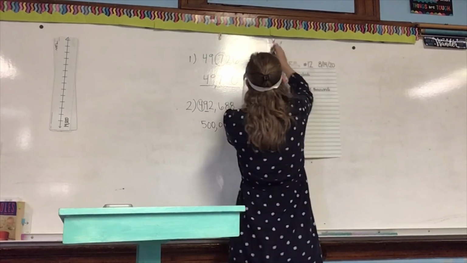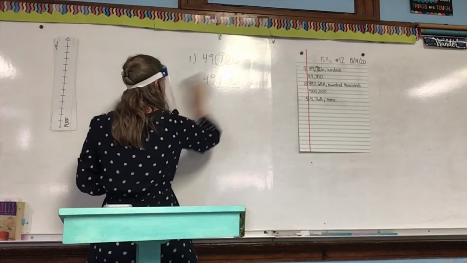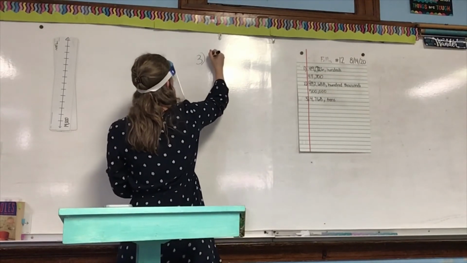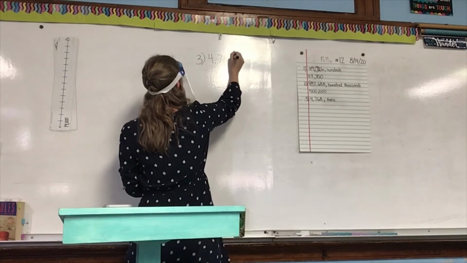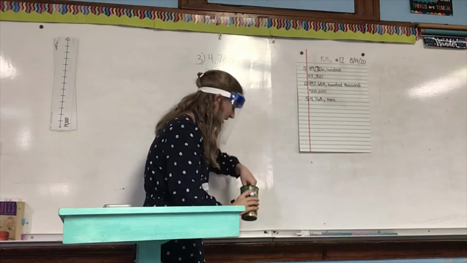So now, number 3. We have 4,783, and we're rounding to the nearest 10. Everybody's going back in.